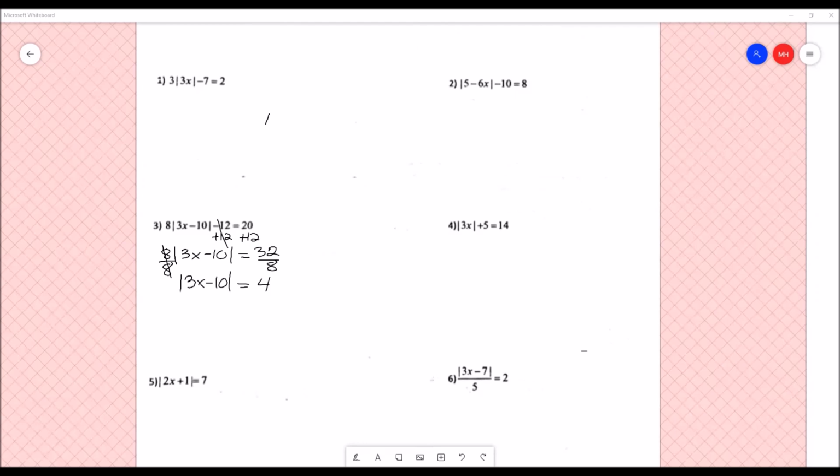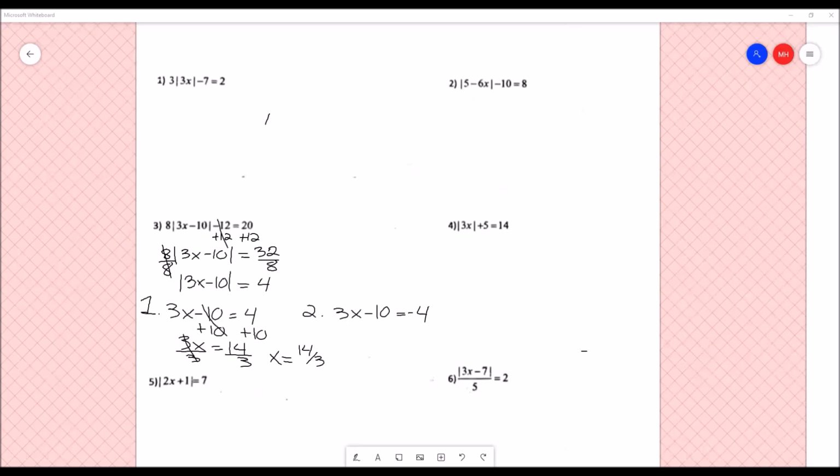Next up, we got to write our 2 equations again. So equation 1, 3x minus 10 equals positive 4. Equation 2, 3x minus 10 equals negative 4. We're going to solve these real quick. So I have my negative 10. I have to move over to the other side. So I'm going to add 10. 10's cancel out. And I have 3x equals positive 14. Keep going. Got to divide by that positive 3. 3's divide out. And equation 1 tells me that x equals positive 14 over 3.